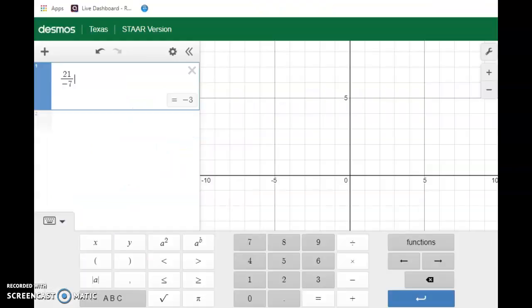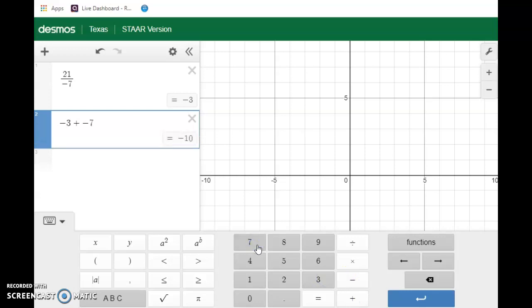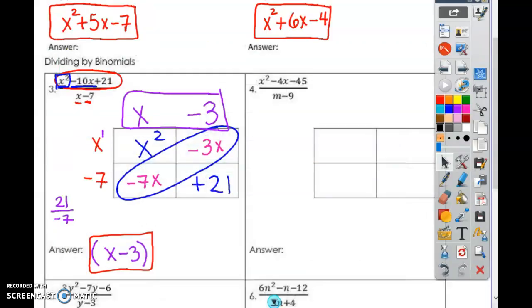Right? So I put it in decimals. Negative 3 plus negative 7, bam, negative 10. That's what they wanted me to do. They wanted this too. When you add it, it gives you this one. So you check and you say, okay, yes, this is my answer.